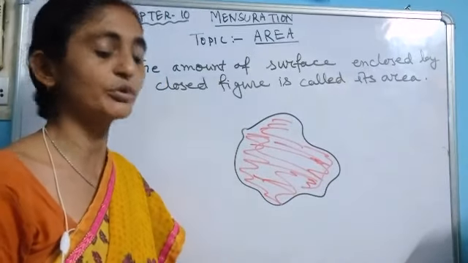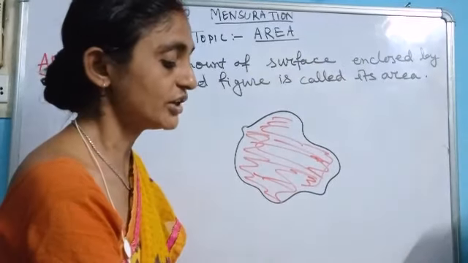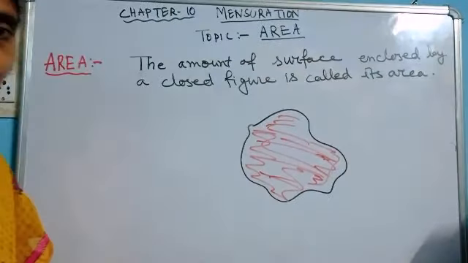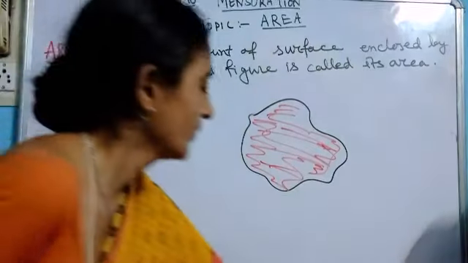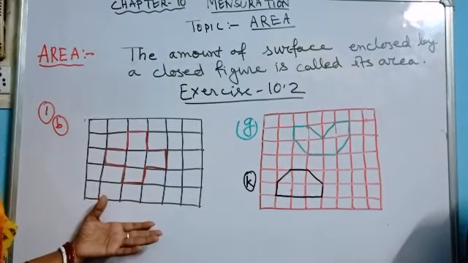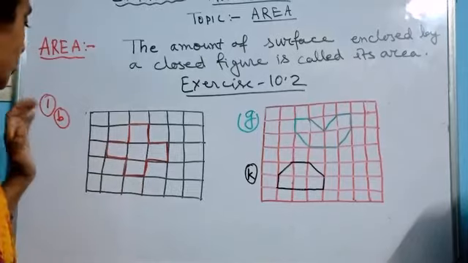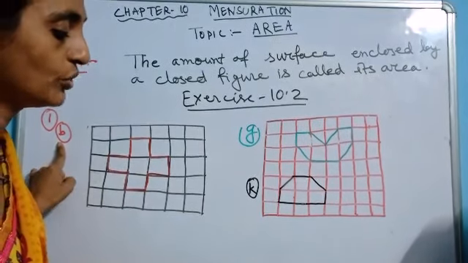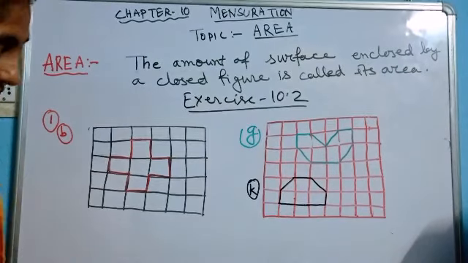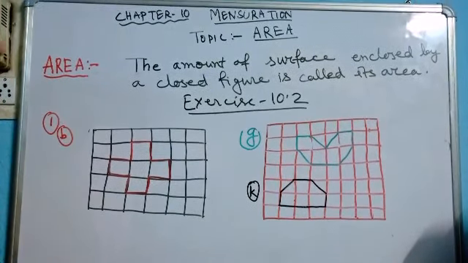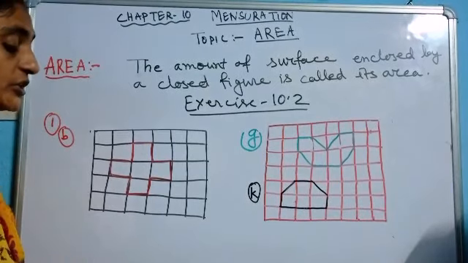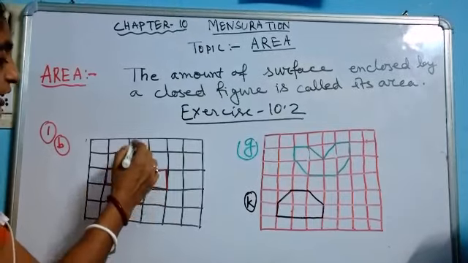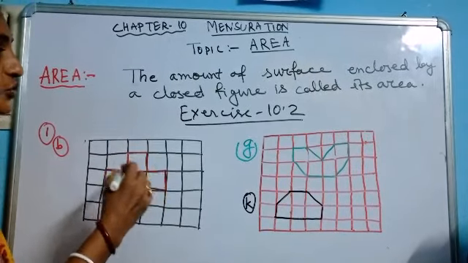Let's come to some examples from your book, exercise 10.2. Here I have taken some questions from exercise 10.2. The first is question number 1, part B. You might have gone through your book. Here a cross sign has been given. How can you measure the area of this cross sign? For that I have drawn this square grid. Here each square is measured as one square unit.